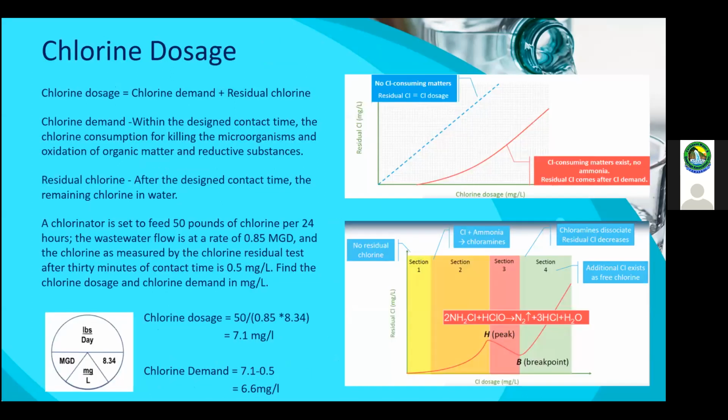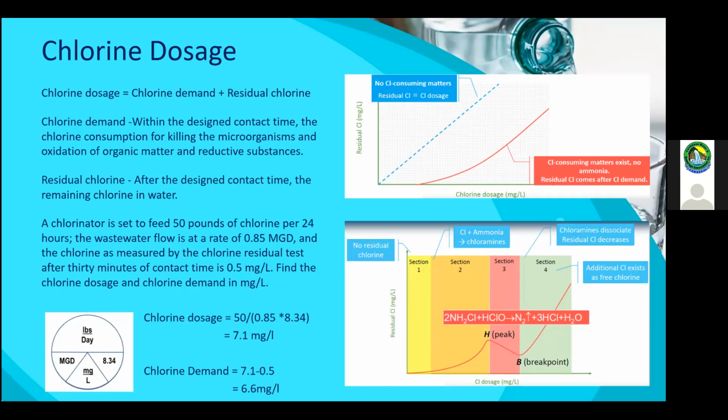Right, so when we talk about chlorine, the important thing we have to come to now is this chlorine dose. How much chlorine do we add to have this disinfection ability that we're talking about? So when we're talking chlorine dosage, just two things to consider. There's a chlorine demand and then there's a residual chlorine.